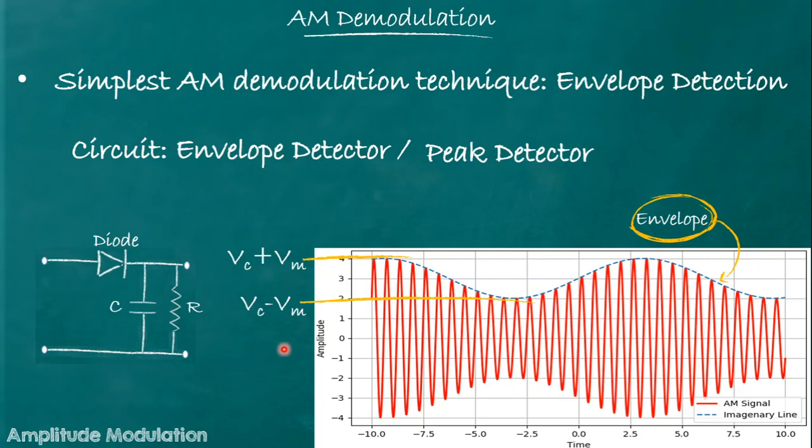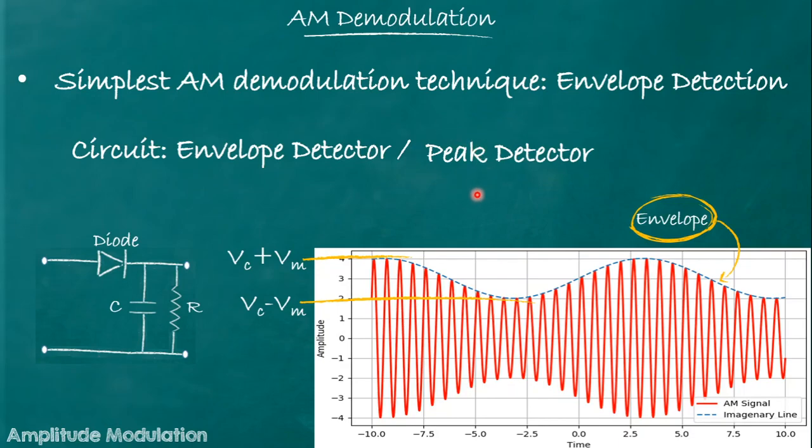Now, how do we get the envelope? We get the envelope by connecting the peaks of this AM signal. Since this circuit connects the peaks of the AM signal, we get the envelope. So we can say that this circuit detects the envelope. In another sense, this circuit is detecting the peaks, so another name of this circuit is also peak detector.